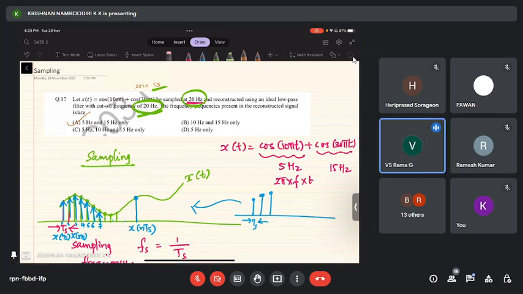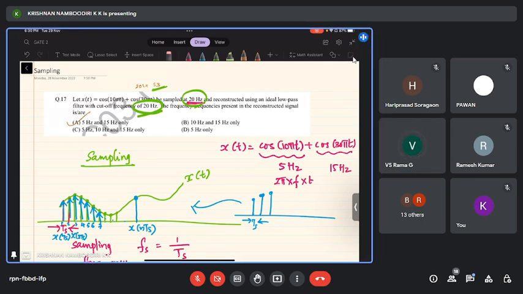Go ahead. Sir, if it is reconstructed using an ideal high pass filter of frequency 20 hertz, we'll have to exclude this particular frequency and then write all the others, sir. Yes, sure. That will have infinite frequency components. Okay, sir. Thank you, sir.